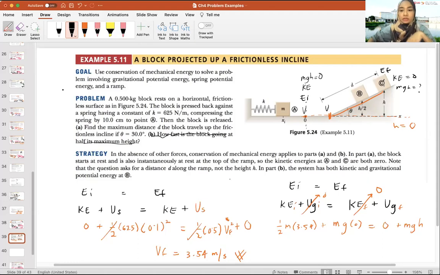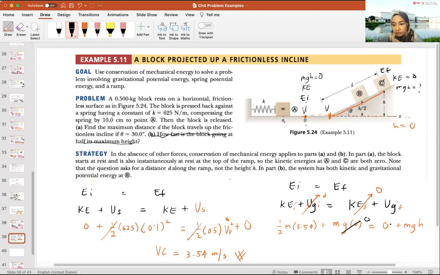Okay. So here our UG does not change. Our US does not change. We don't have friction. That's your hint. Would my V be the same? Okay, let's just try this question. Okay, let's continue. Kita try dulu. Kita tengok jawapan apa kita dapat.